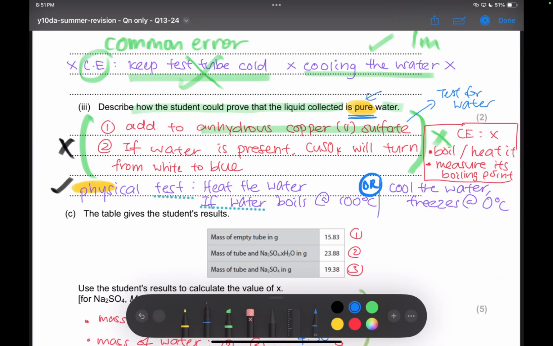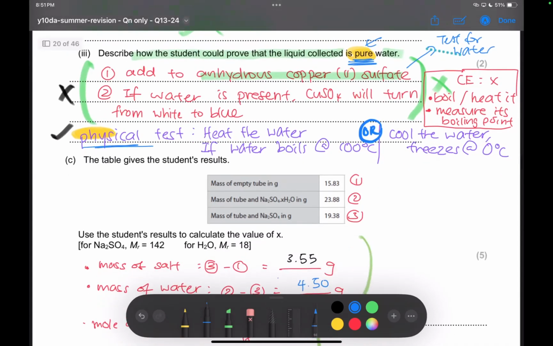So this is a keyword. In my opinion, this word should be bolded, to bring the attention of the students that we want pure water, not just water. So how do we get this? How do we know if something is pure water? We have to use the physical property. So in this case, we have to use a physical test.